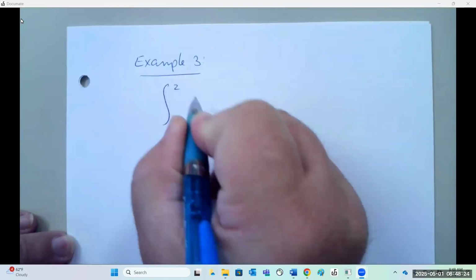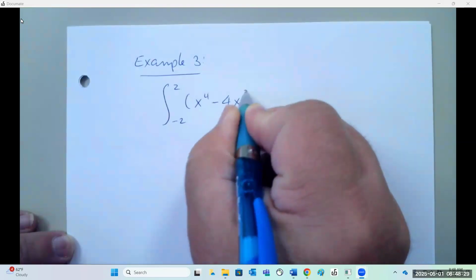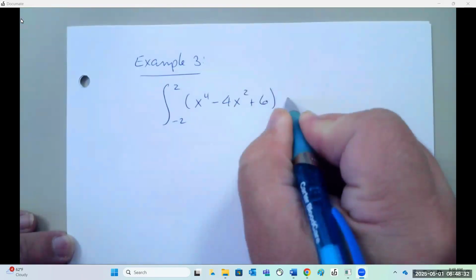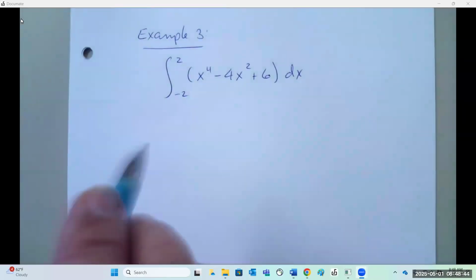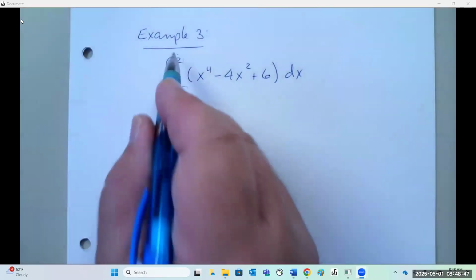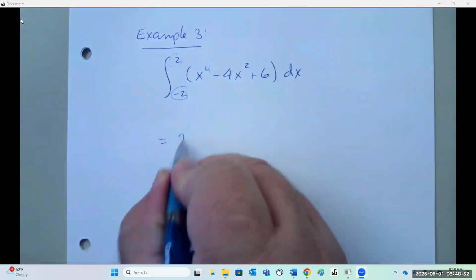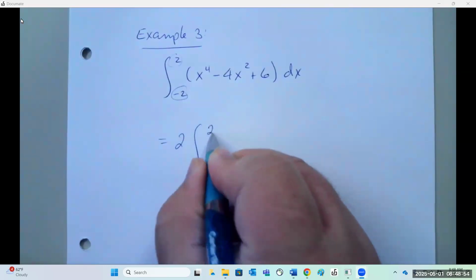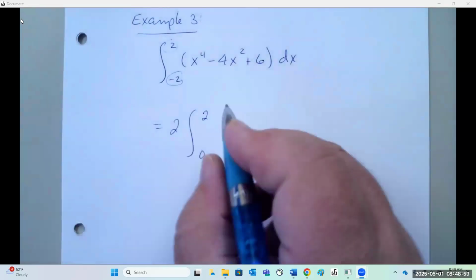From negative 2 to 2, x to the 4th minus 4x squared plus 6. So what kind of function is that? It's an even function. Since we know it's an even function and the bounds are the same on both sides, we can do the same equation by changing the bounds. Instead of going from negative 2 to 2, we go from 0 to 2.